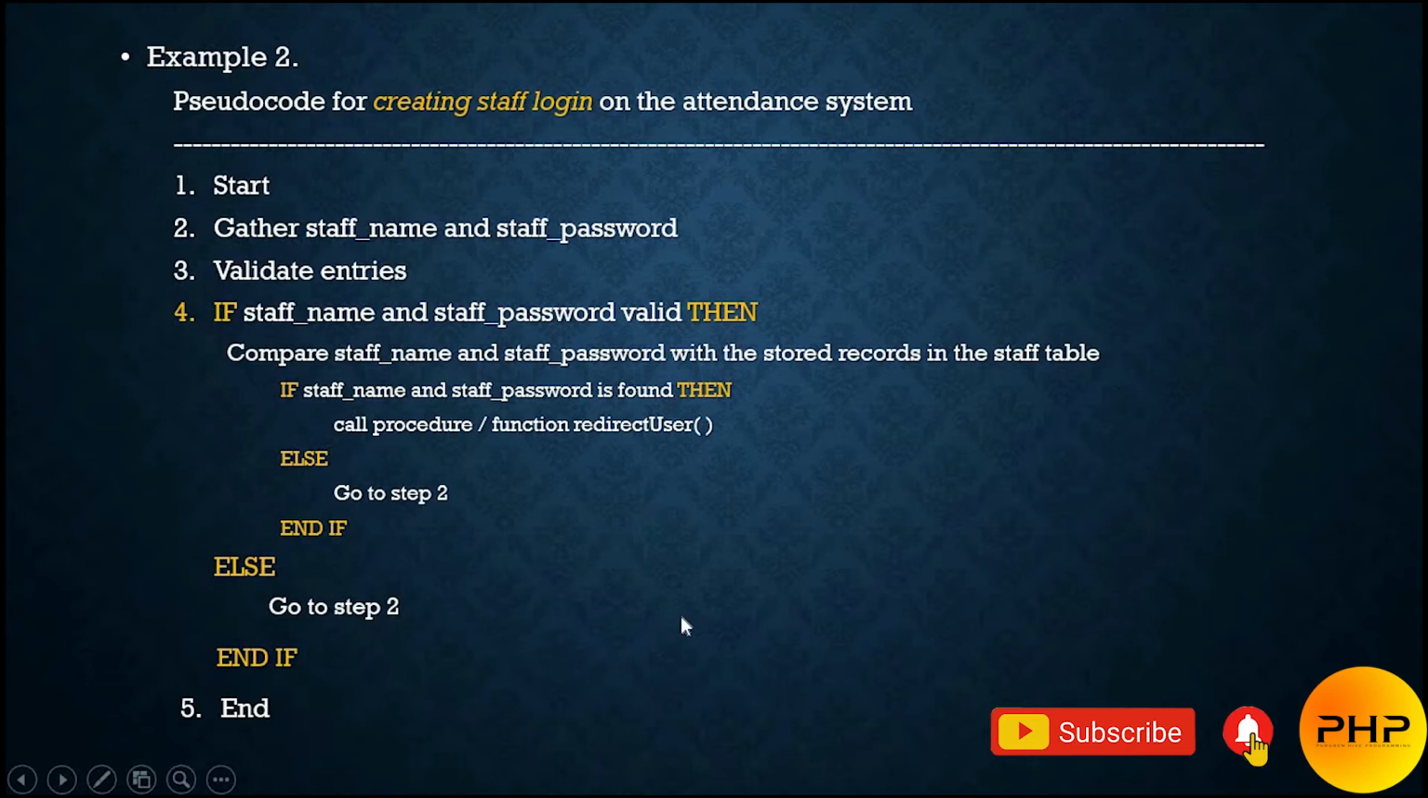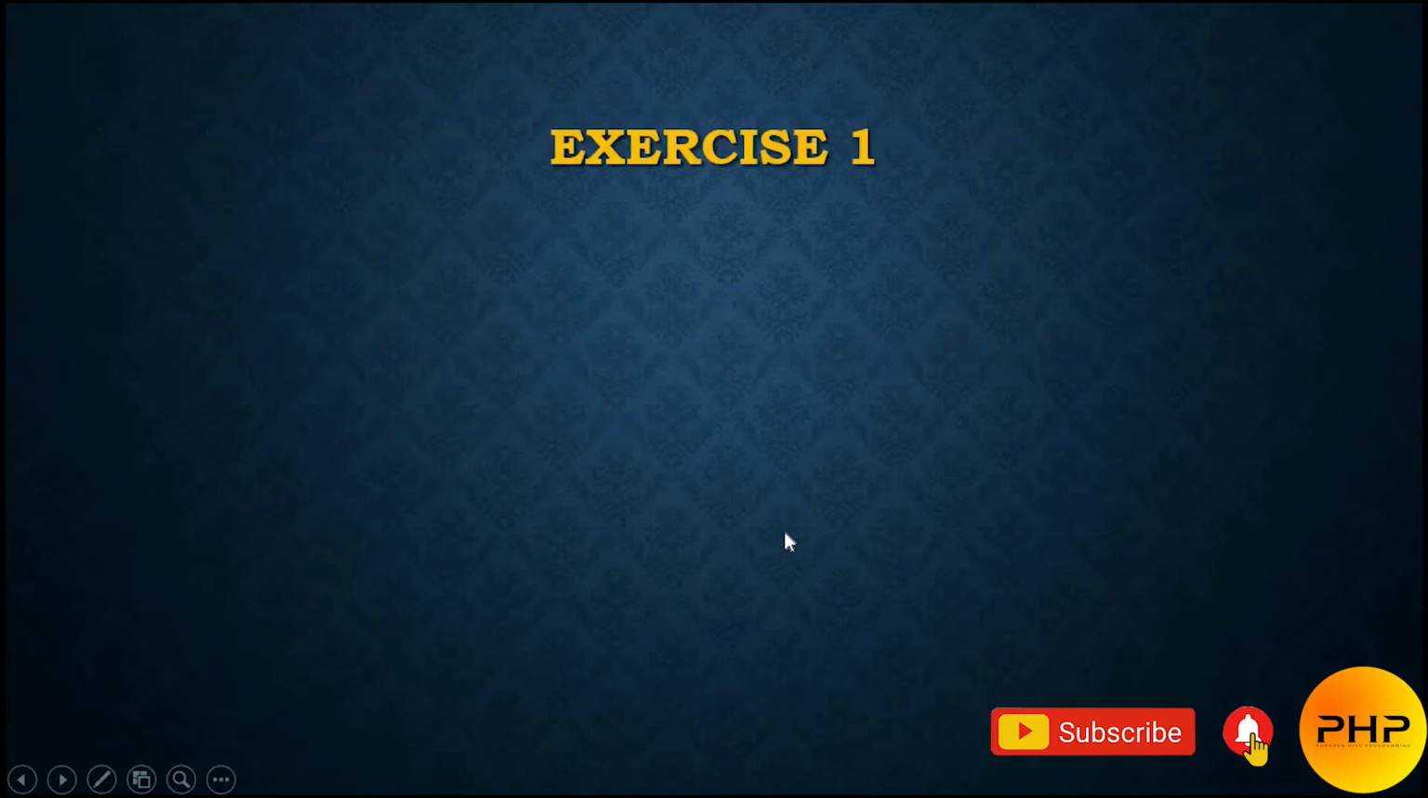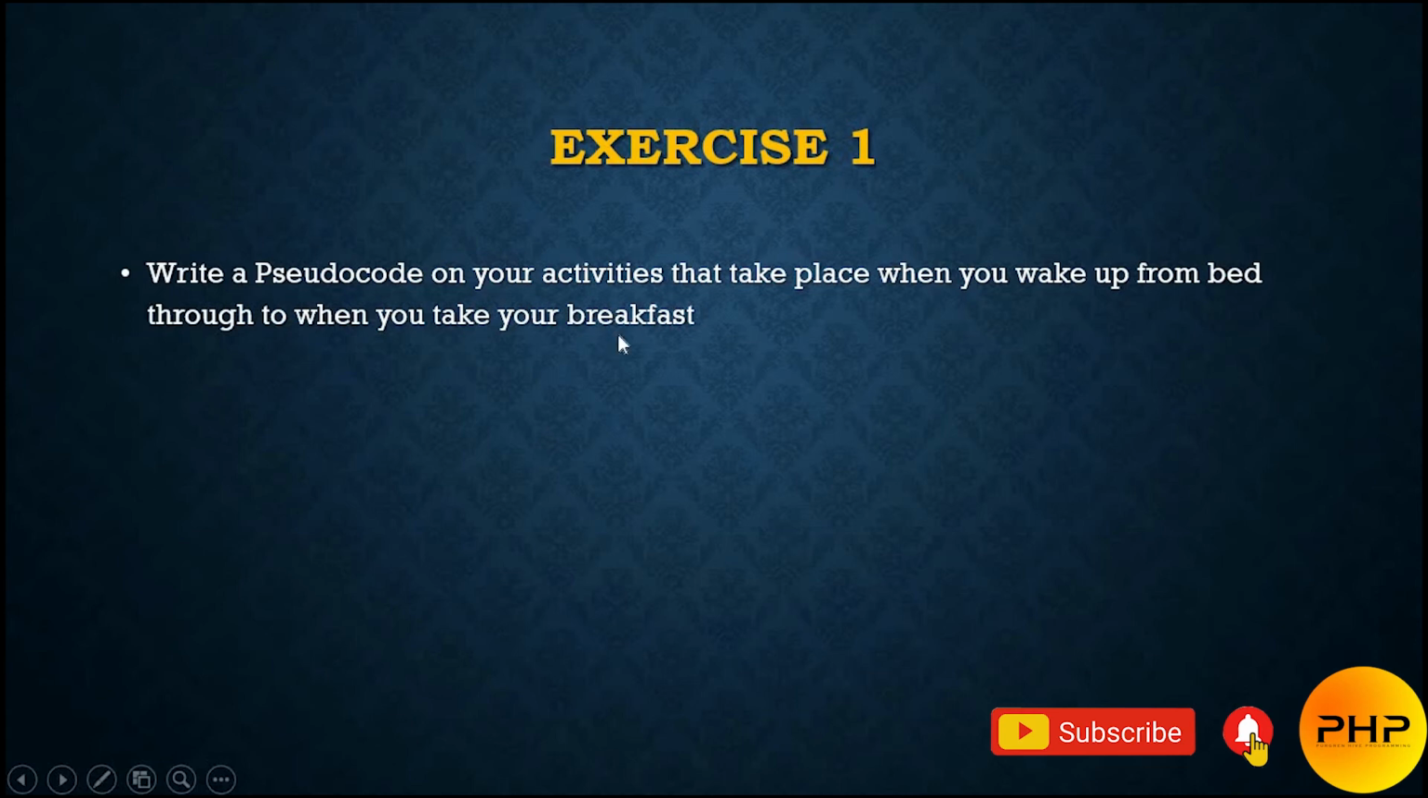Okay, that is it for the examples of pseudocode. Let's try our hands on this exercise. In the intro video I discussed what happens before you wake up from bed, and after you've woken up through to your breakfast. So here, the pseudocode exercise says: write a pseudocode on your activities that take place when you wake up from bed through to when you take your breakfast.